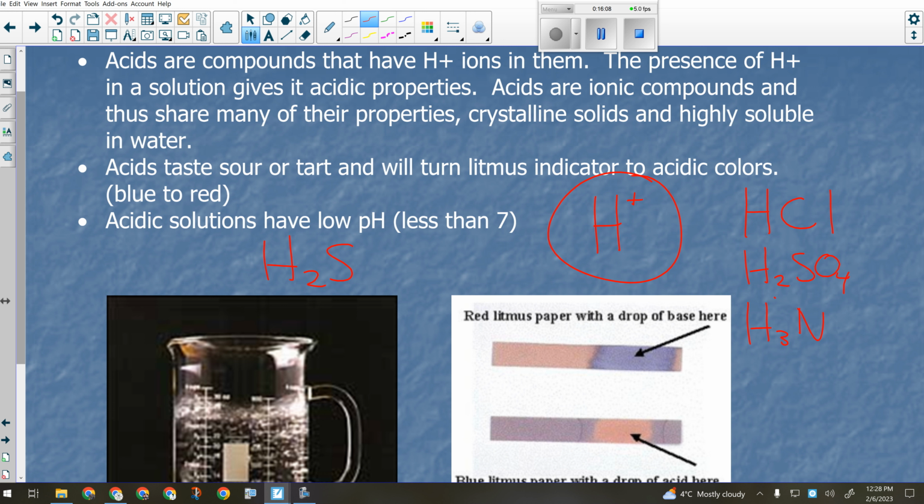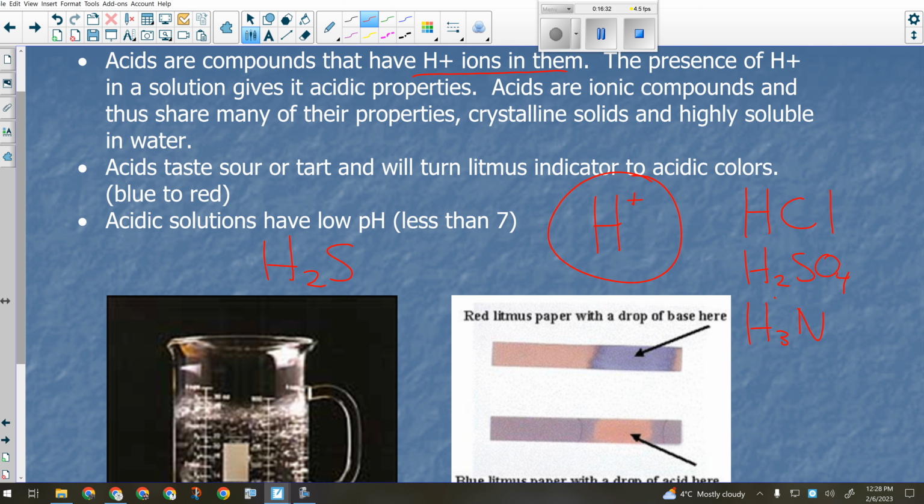All right, so acids are compounds that have H plus ions in them. Okay, the presence of that is going to give it its acidic properties. Okay, can we have weak acids? Yes, weak acids are typically molecular compounds. Citric acid, for example, is a weak acid. It's a molecular compound. Okay, stuff like that. Does that make it a little more sense?